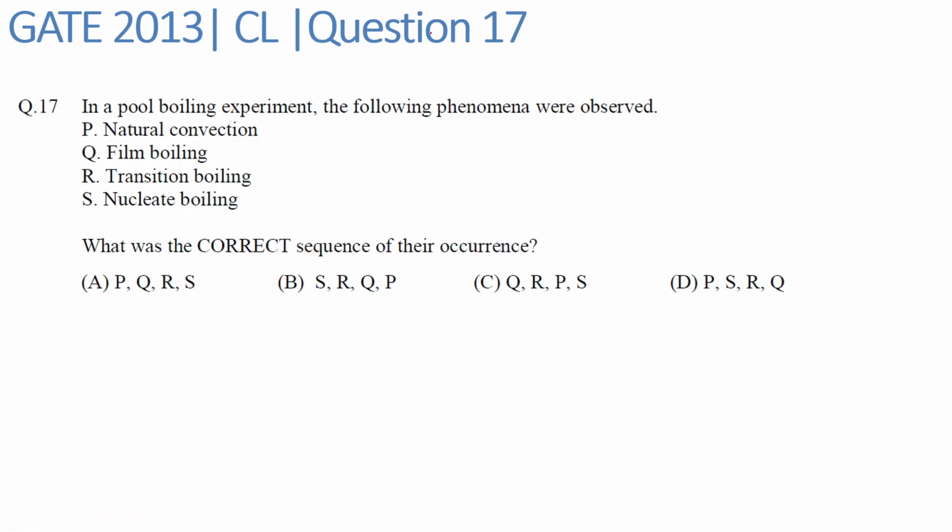We are looking at question 17 of GATE 2013 chemical engineering paper. The question is, in a pool boiling experiment, the following phenomena were observed, where P is natural convection, Q is film boiling, R is transition boiling, and S is nucleate boiling. What was the correct sequence of their occurrence?